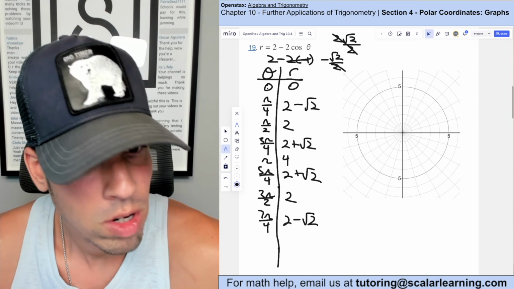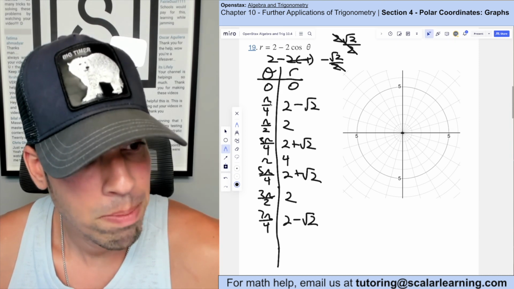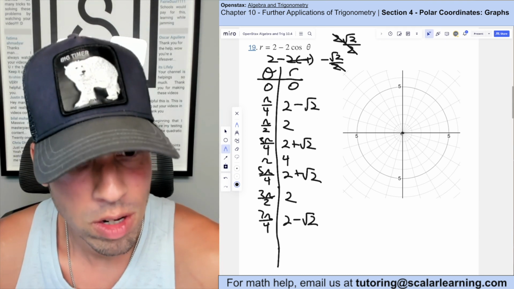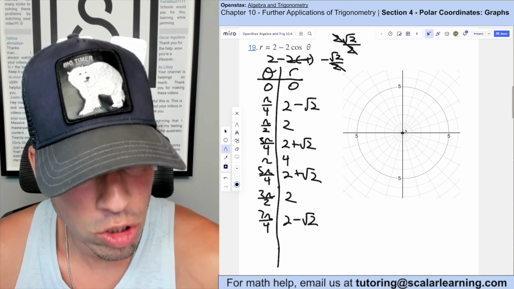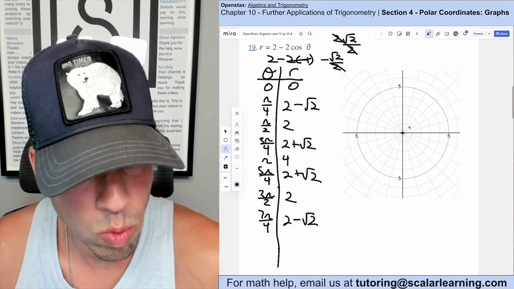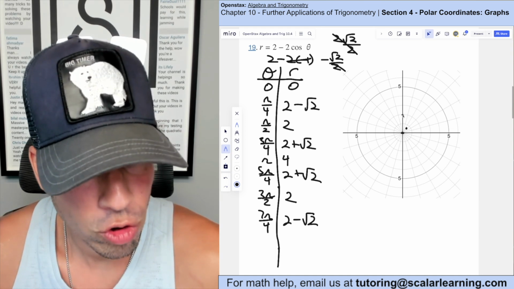Now let's plot the points. So first we have 0 radians and a radius of 0. Then at pi fourths, we got 2 minus rad 2, which is about 0.6. So we'd say pi fourths, which is coming out here, and then 0.6, that's pretty small, right? Here's 1, so we're kind of like down here. Then we got a pi halves going straight up. We got 2, so up there.